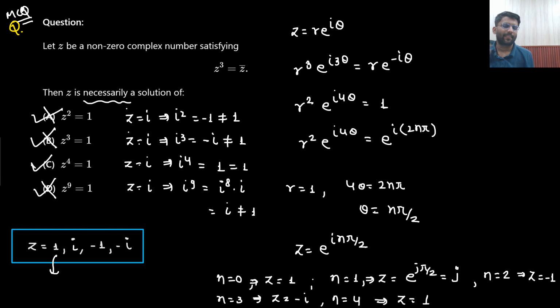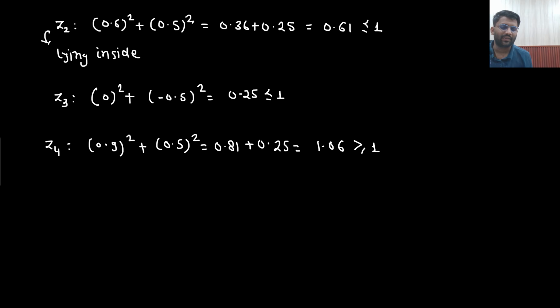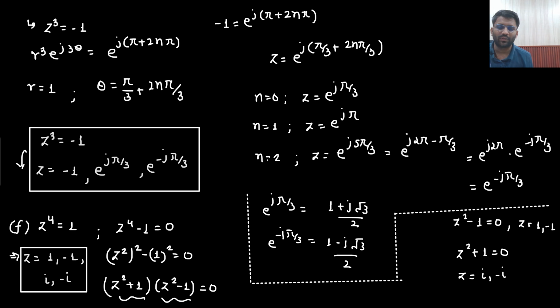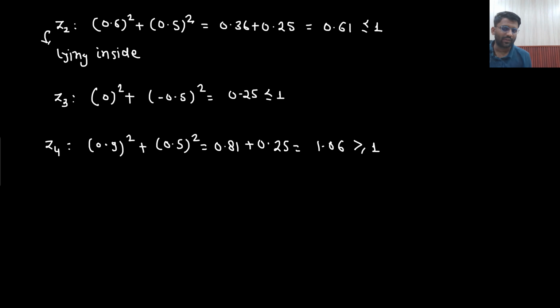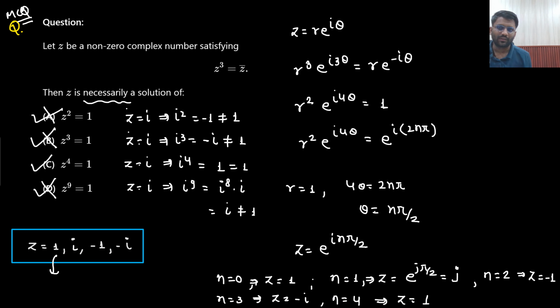This option is correct. That means if you solve this equation, z to the power 4 equals 1, then these 4 roots you will be getting. And can you check it? Z to the power 4 equals 1. We have solved it. What roots are you getting? 1, iota, minus 1, minus iota. The same roots you are getting.